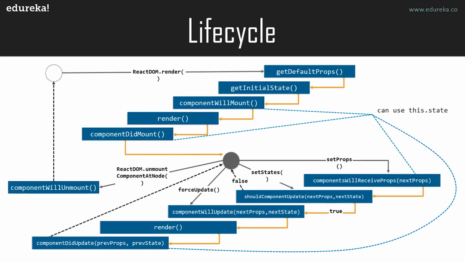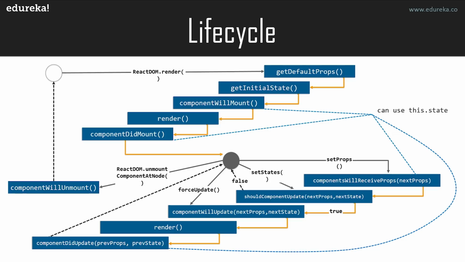Now let's see how the lifecycle goes in a React.js application. We talked about the initial phase, the updating phase, the props change phase, and then the unmounting phase. It starts with the initial phase, where we have the method get default props, then get initial state, component will mount, then render, and then component did mount will be called.